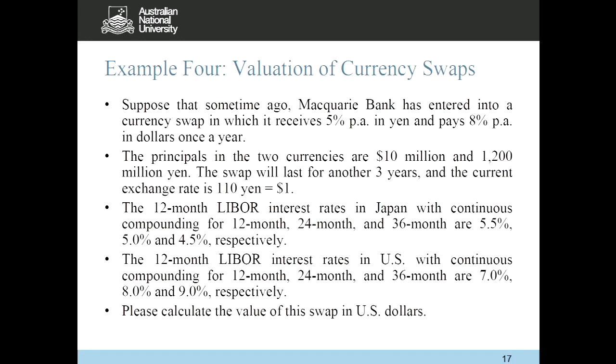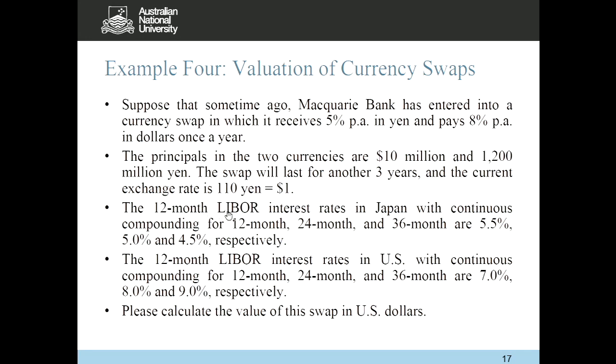So for example here, suppose that some time ago, Macquarie Bank entered into a currency swap, in which the bank receives 5% per annum in yen and pays 8% in dollar once a year. So this is not semi-annual, this is once per year. And the principals in the two currencies are 10 million dollars and 1,200 million yen, and the swap will last for another 3 years. The current exchange rate, so that's the spot rate, S0, is 110 yen for $1.